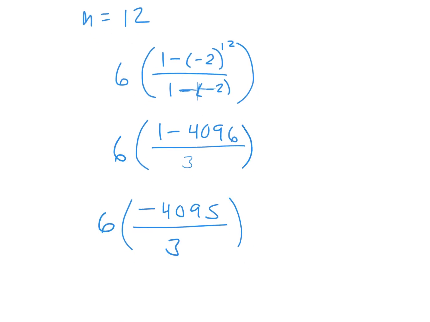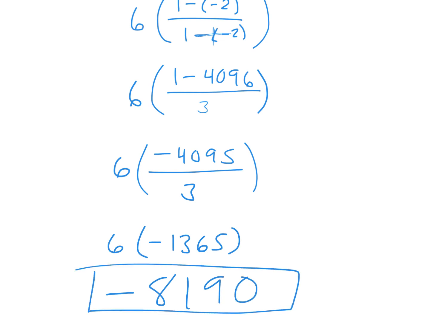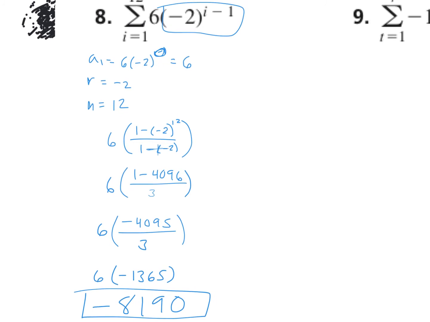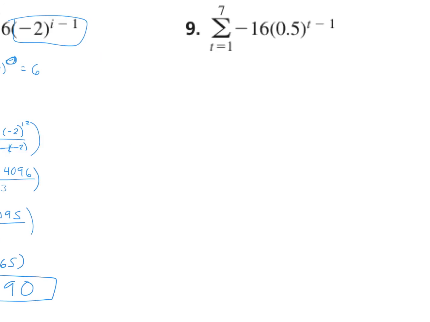So I'm dividing this negative 4,095 by 3. So that would be 6 times negative 1,365. And then just multiply it times 6. That would be negative 8,190. So just be careful when plugging it into your calculator. Any questions on that one?